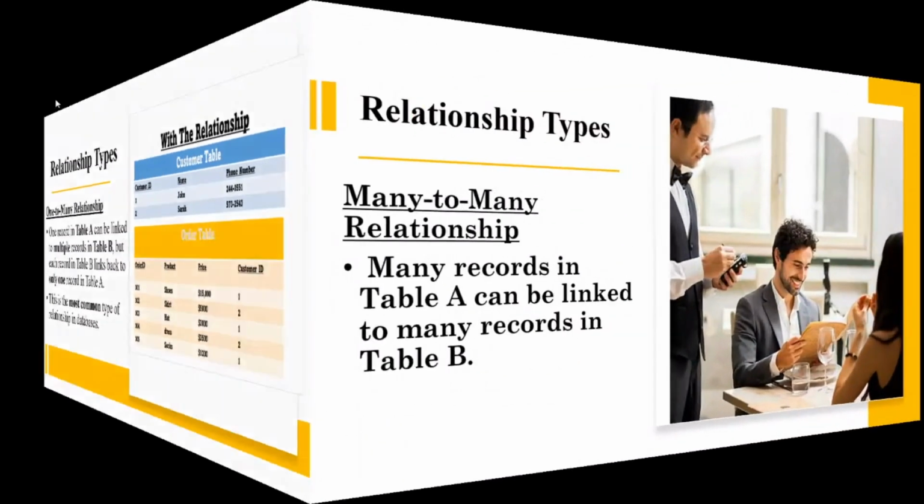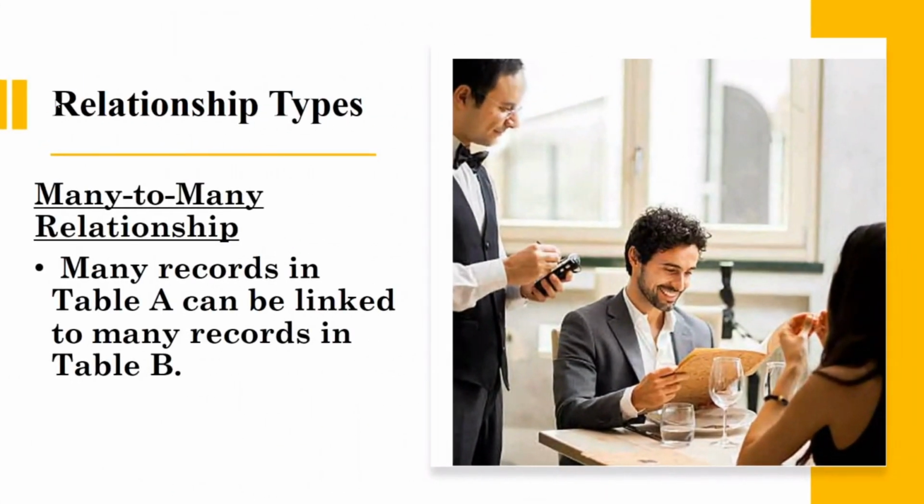And we also have the many-to-many relationships. In this one, many records in table A can be linked to many records in table B. So for example, many customers can order a particular product, or many customers can order more than one product in an order.